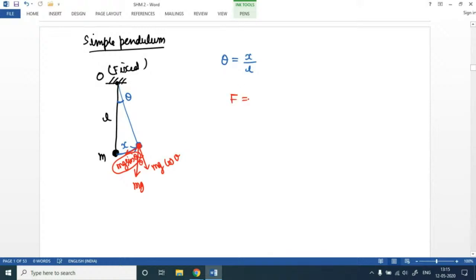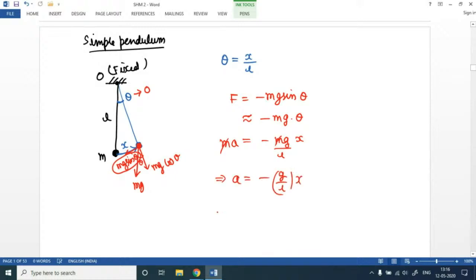So F we can write as simply minus mg sin theta. But since theta is very, very small, for a small oscillation I'm saying, that would be approximately equal to minus mg into theta, and theta is x by L, so that would be equal to minus mg into x by L over here, and F is equal to ma, we are writing, so m gets cancelled, so a is equal to simply minus g by L into x. So time period obviously is 2 pi root under L by g, and this is one of the most famous equations, that is the time period of a simple pendulum.